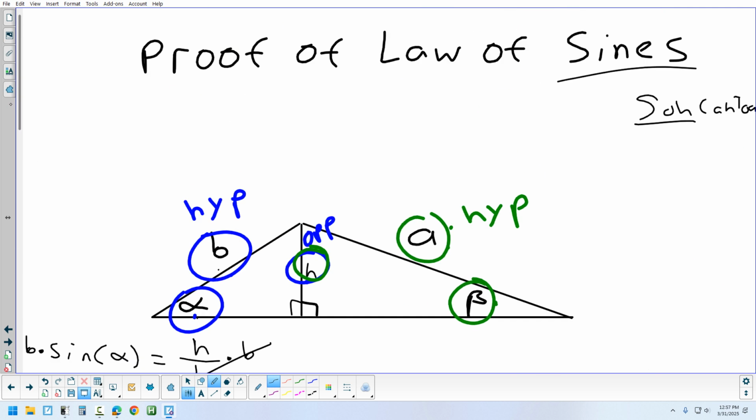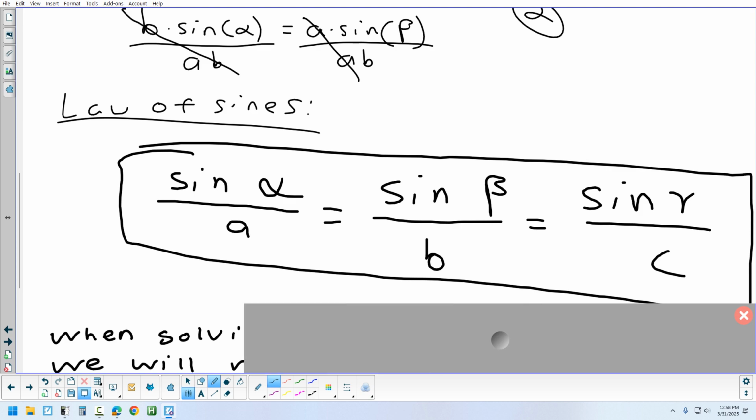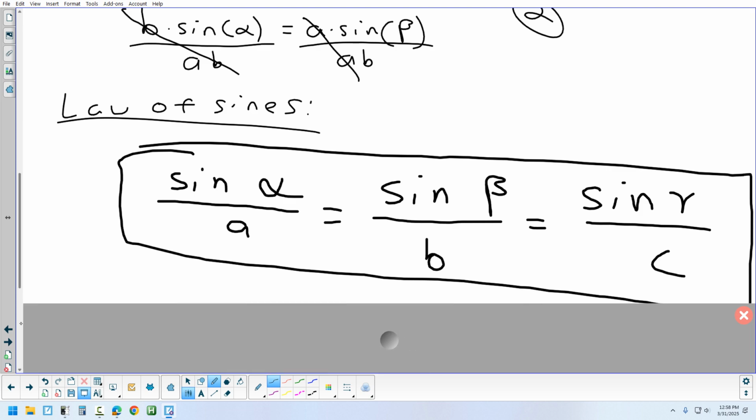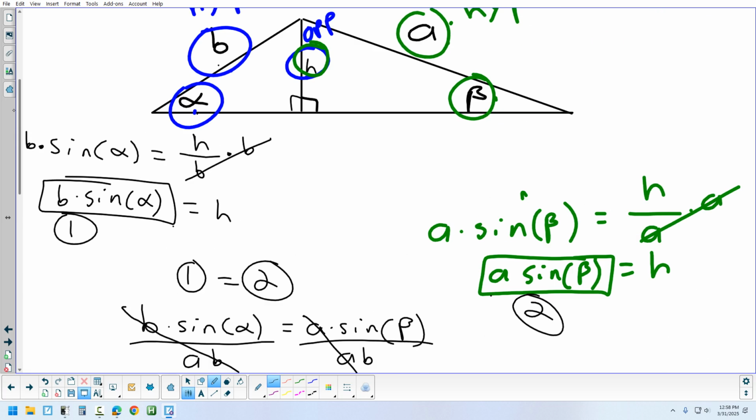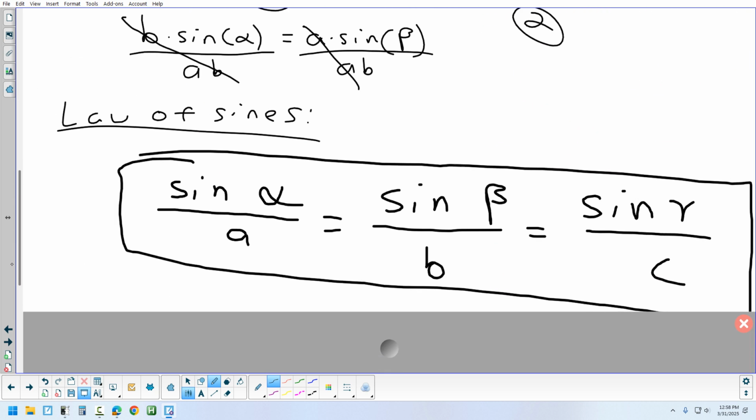I think I wrote that at the top. Okay. So when you are using the law of sines, it has three fractions in it. You never use all three at the same time. You only use two. You can use the first two, you can use the last two, or you can use the first one with the last one. And again, we didn't prove where this third one came from. It would be going through and doing the same thing we just did again with this triangle, but drawing in this from a different side. Okay. So I just wanted to prove it for the first two.